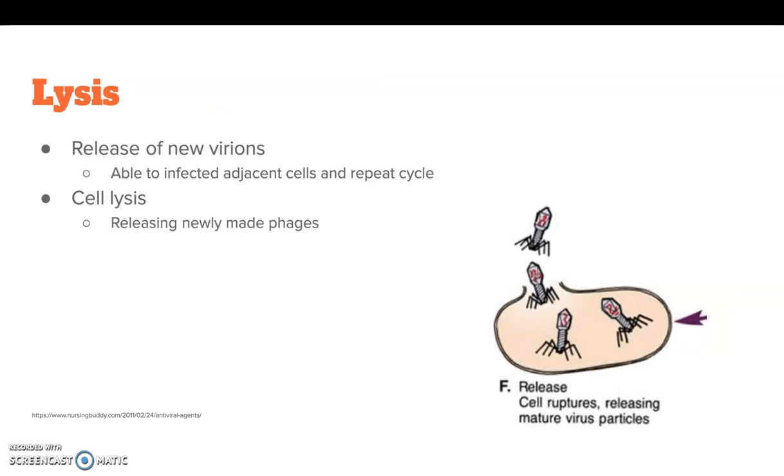So the last part is lysis. This is the release of mature viruses that burst out of the host cell. They are then able to infect adjacent cells and repeat the cycle. Some viruses are released when the host cell dies, while other viruses can leave infected cells by going through the membrane without directly killing the cell.